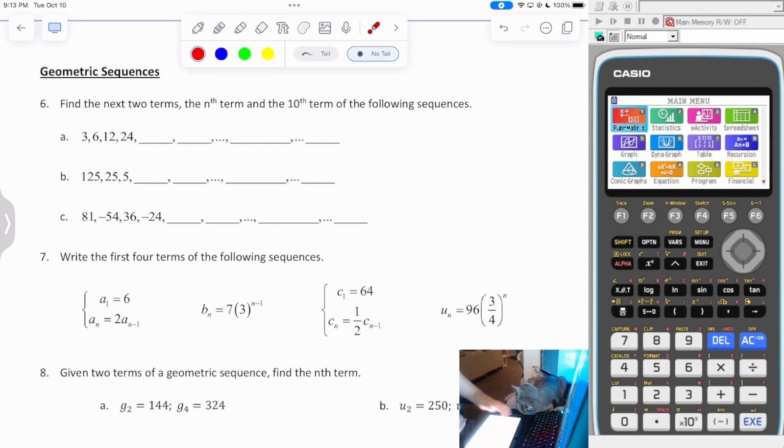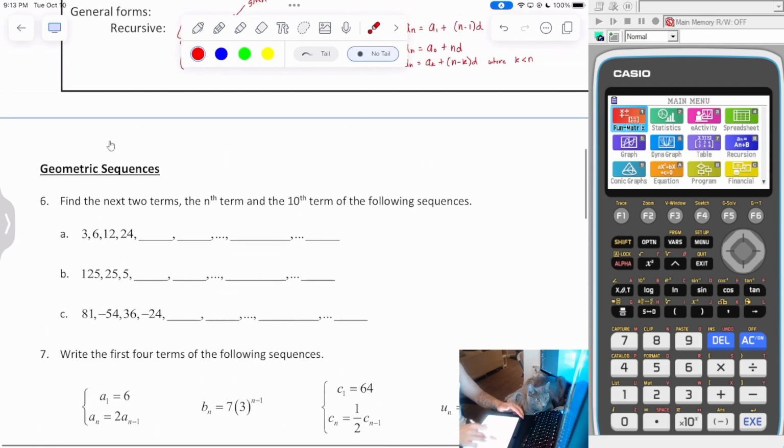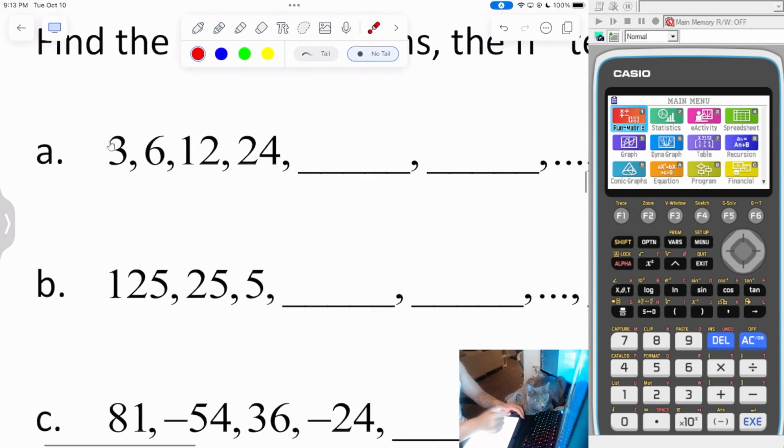Now let's start working with geometric sequences. Here it says I want to find the next two terms, the nth term and the 10th term of the following sequences. So let's try to see the behavior of the sequences so far. It seems like from one number to the next, I'm multiplying by 2 each time.